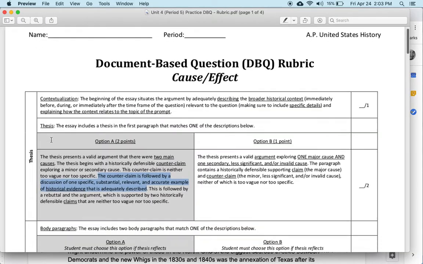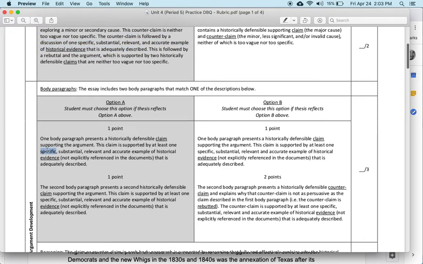And when I do that, that evidence had better be specific, substantial, something major, relevant, something that is actually related to the topic and to my claim, and accurate. Don't get it wrong. And adequately described. And don't forget that I can't use something that was explicitly referenced in the documents. Meaning, if the document says something about the Treaty of Guadalupe Hidalgo of 1848, which ended the U.S.-Mexico War, that cannot be the piece of evidence that I use here. It has to be something that is not explicitly referenced in the documents.